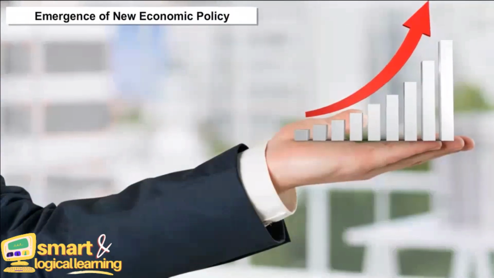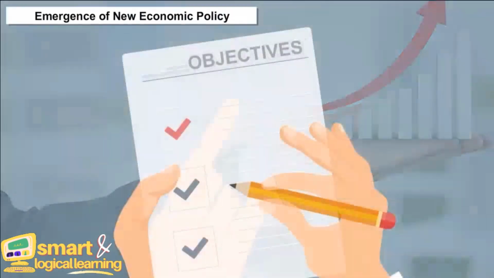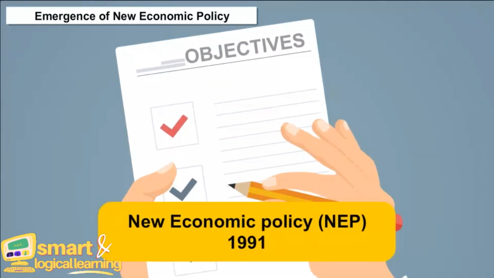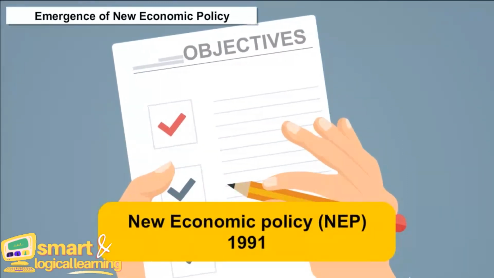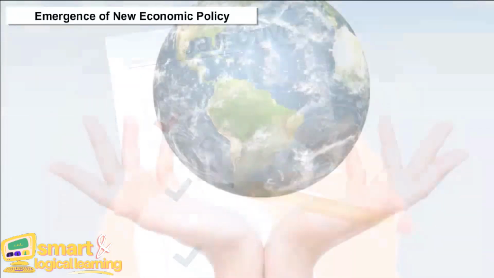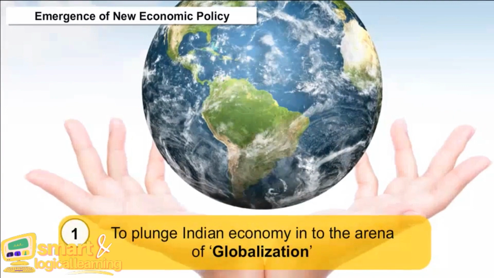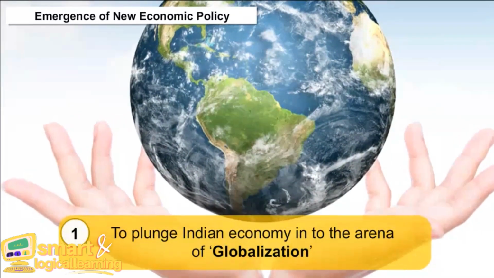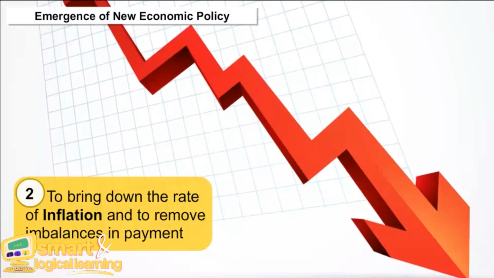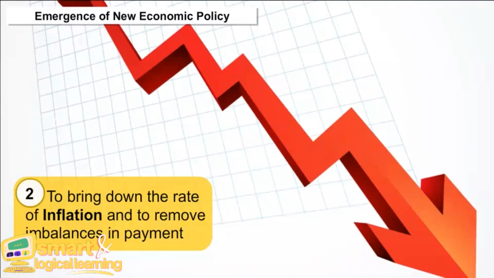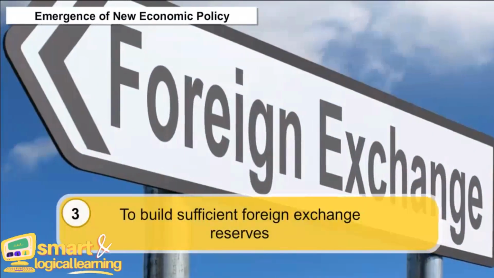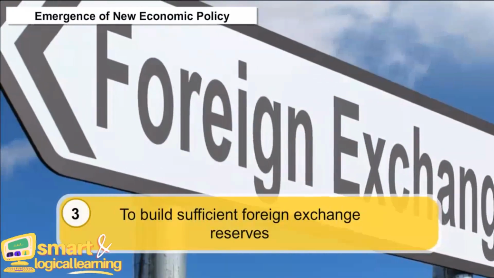Emergence of new economic policy. The main objectives behind the launching of the new economic policy, or NEP, in 1991 are stated as follows. 1. To plunge the Indian economy into the arena of globalization. 2. To bring down the rate of inflation and to remove imbalances in payments. 3. To build sufficient foreign exchange reserves.